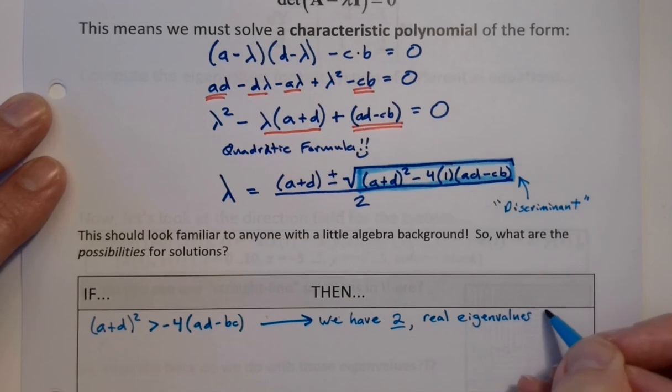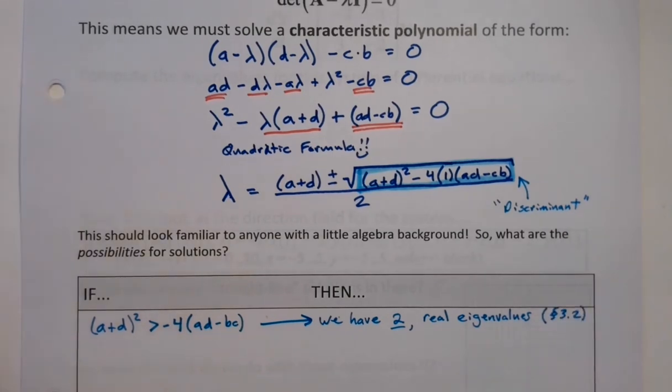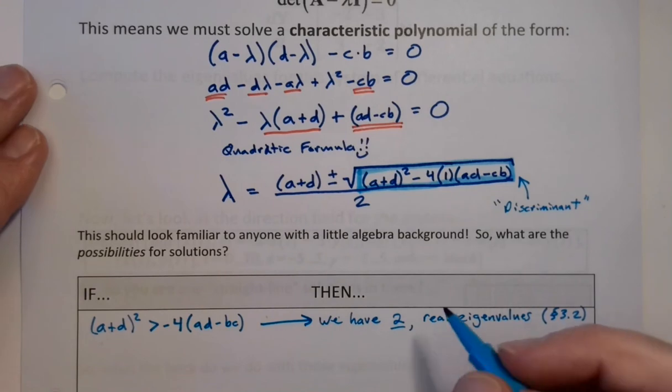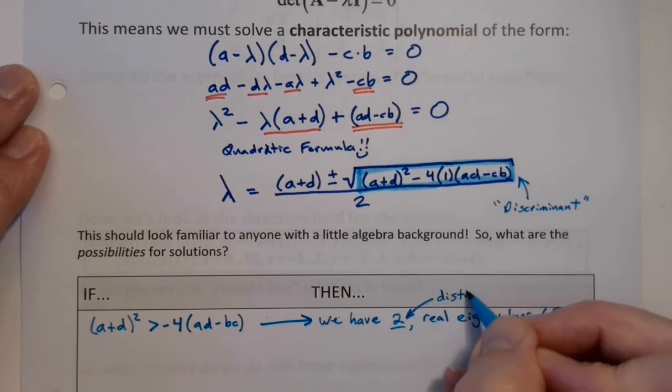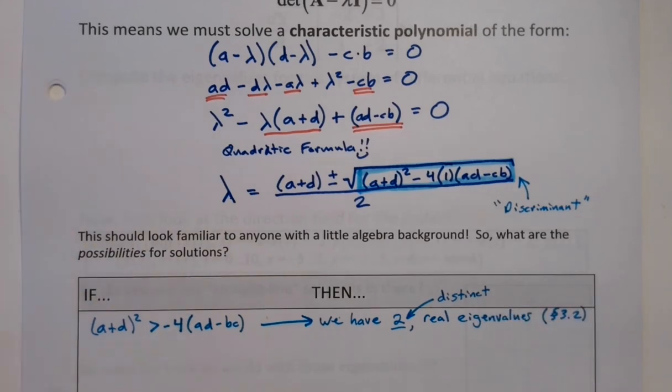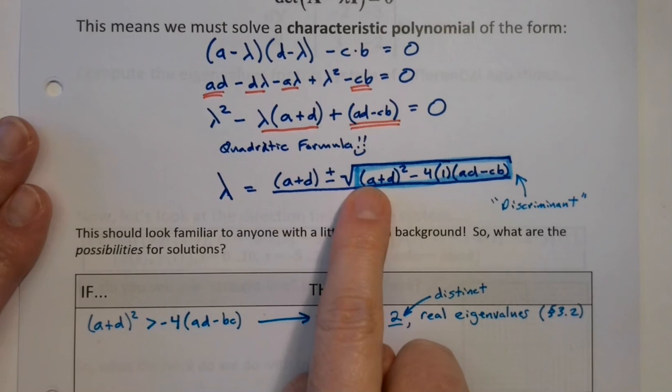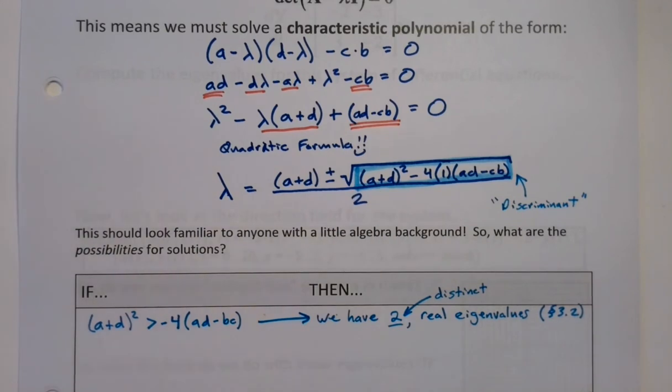And that's what we learned about in section 3.2. Right? What do you do when the thing underneath the radical is positive? Well, you wind up with 2 real eigenvalues. And not only 2, but I'm going to actually add a little bullet here and say that they're distinct. Distinct meaning you'd have plus or minus the same amount here, right? And so 2 distinct eigenvalues.